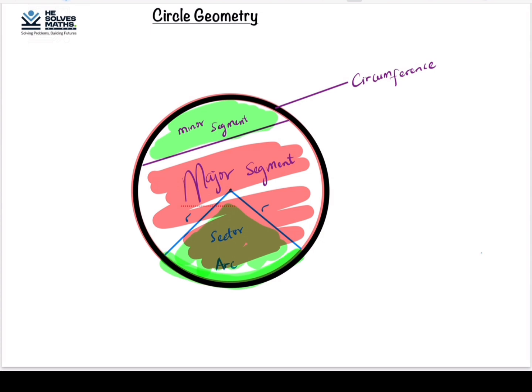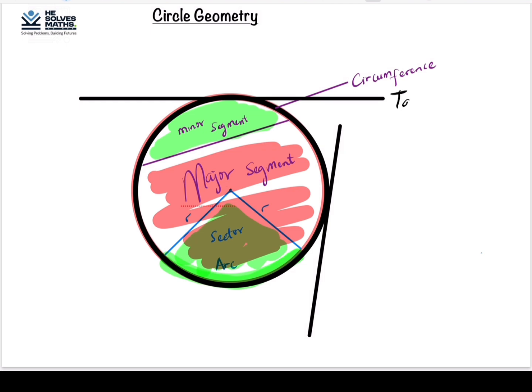So the last but not the least term to know is the tangent. So the tangent is a line that touches the circle at exactly one point. This point is called the point of tangency. So this is a tangent. I'll be drawing it with a thick black ink. This is a tangent. This is another tangent. So it's just a straight line that touches the circle at one point. At exactly one point. So these are tangents.